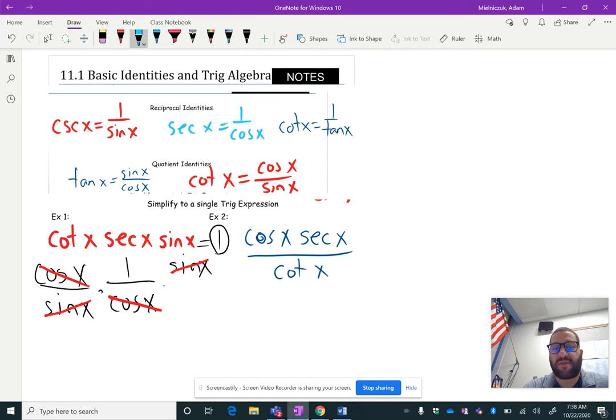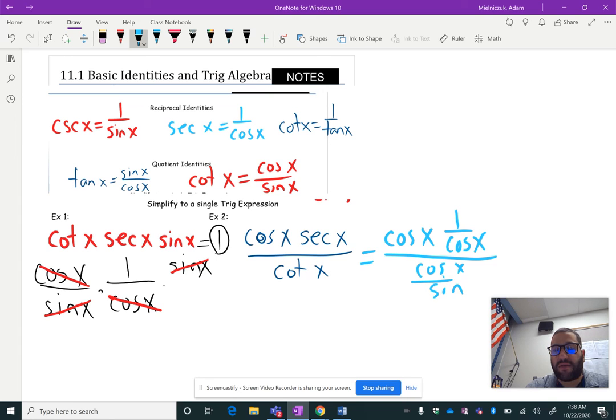We have cosine x, secant x. So I'm going to rewrite it as cosine x. Secant is 1 over cosine x. And that's going to be all over cosine x, sine x. All right. Well, these cancel, leaving me with 1 over cosine x, sine x. Well, let's see. Cosine x, sine x, we know is cotangent x. So we could say that this is 1 over cotangent x, which is just tan x.